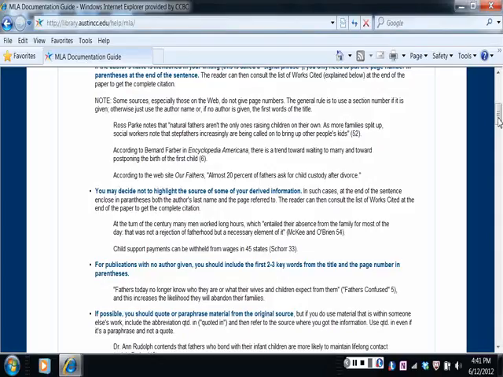So again, in the parentheses, if you have an author, you put the author. If you have a page number, you put the page number. If you have an author but no page number because it's a website, you don't put the page number. If you don't have an author, you put the title. There's always some sort of a title at the top of any kind of web page.